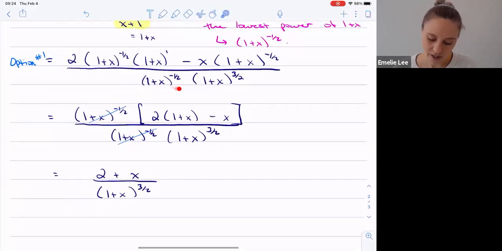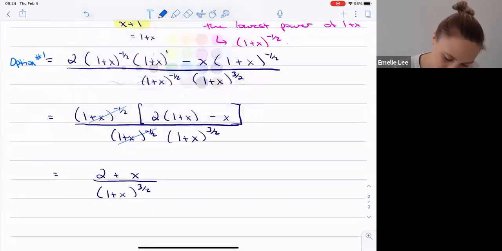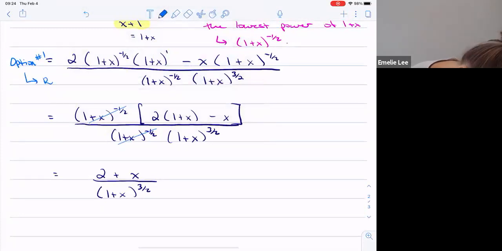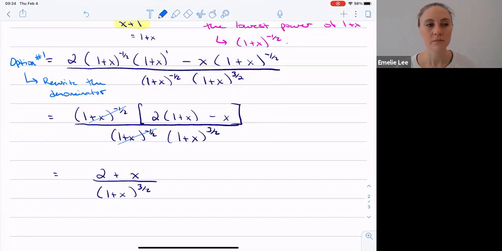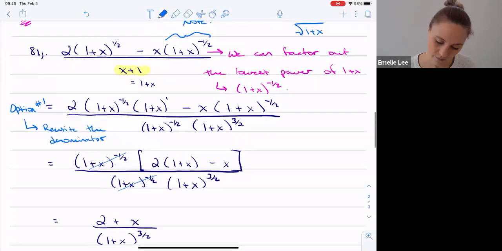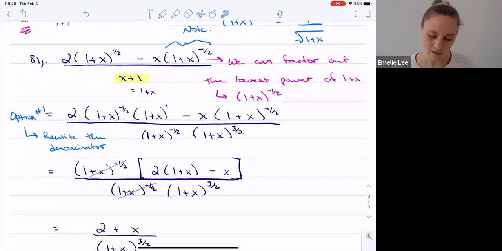So that's option number 1, rewriting the denominator. Maybe I'll clarify that here. Rewrite the denominator. Let's do option number 2. Option number 2 is we start with this numerator and then we leave the denominator alone.